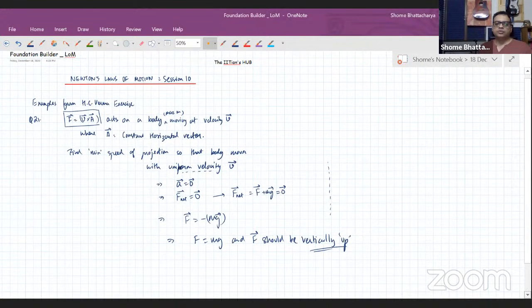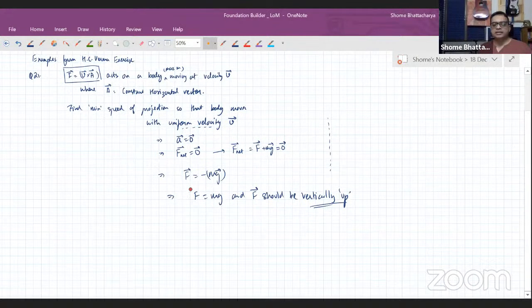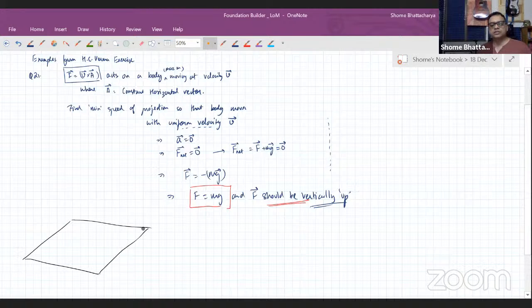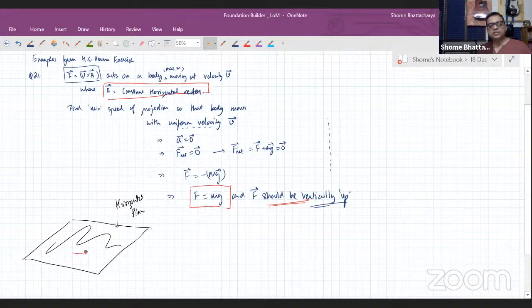Okay, so let's understand how we can achieve this thing, that the magnitude of the force should be equal to mg and its direction should be vertically upwards. Okay, so for that, suppose this is a horizontal surface for us. This is a horizontal plane. So the vector A being in the horizontal, right? A is a constant horizontal vector. You can see this. That means the vector A we can denote, let's say, like this. It's lying in this horizontal plane.